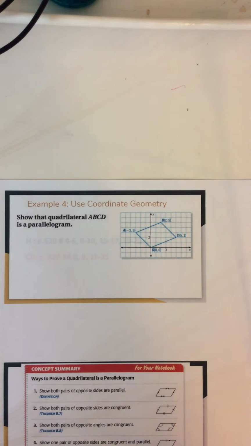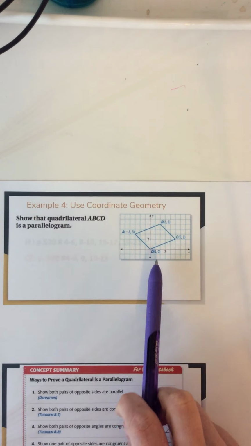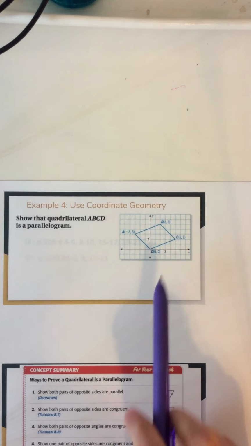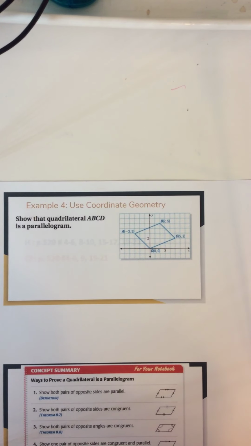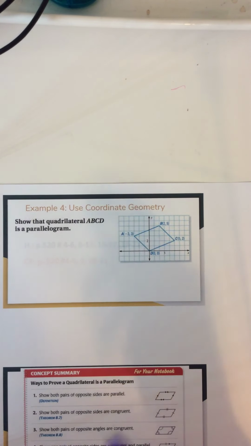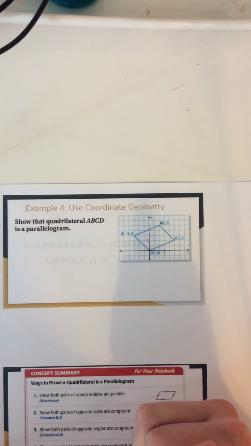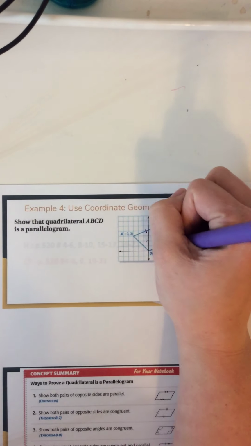Show the quadrilateral ABCD is a parallelogram. And they gave us this guy over here with our little coordinates, ordered pairs you can see. Whenever we're given a coordinate geometry problem like this, we're going to want to use the theorem that says one pair of opposite sides is congruent and parallel. So we're going to want to show AB is congruent to DC and AB is also parallel to DC.